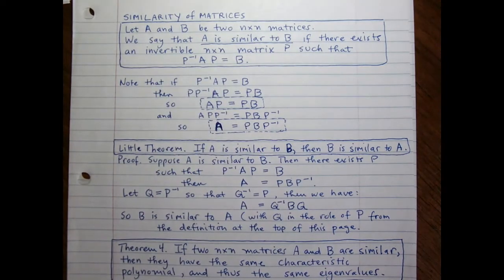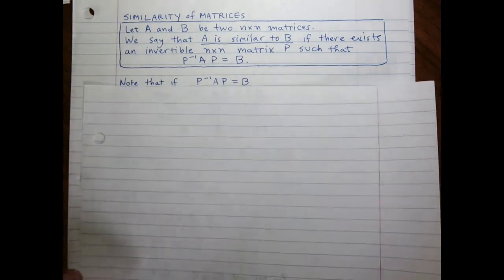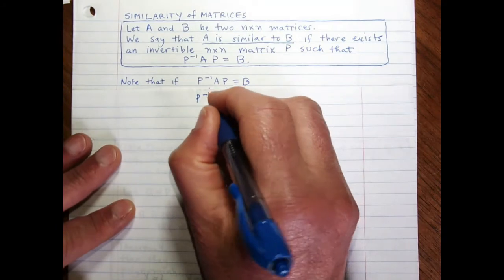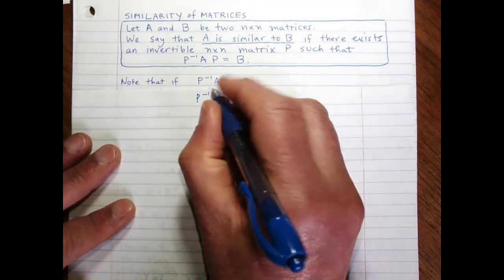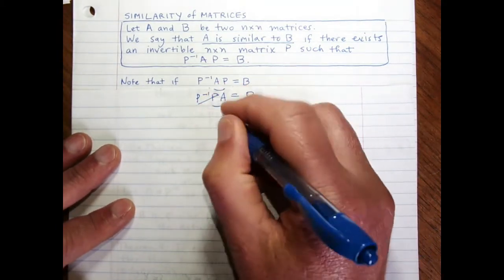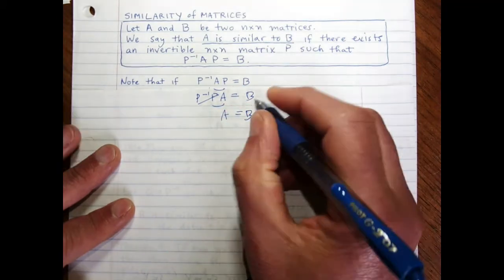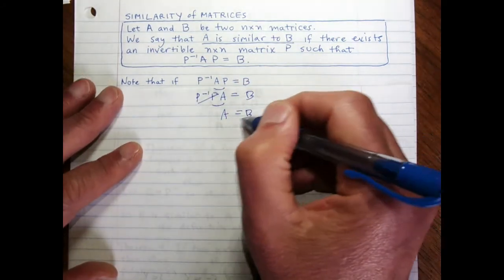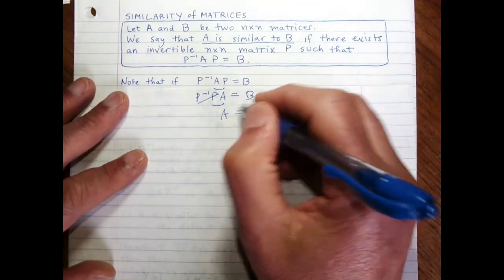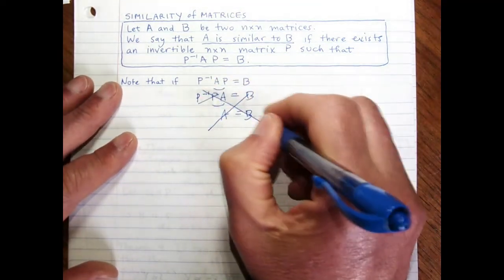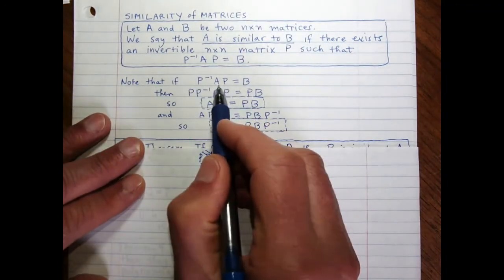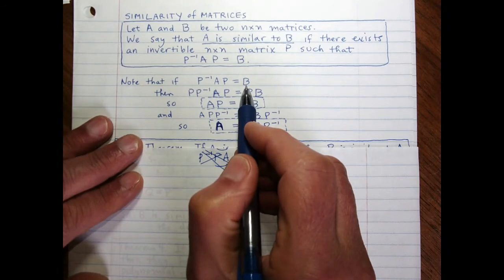Well, remember now, matrix multiplication is not commutative, so please do not be tempted to say that you can switch those two, that you can cancel those out and get A equals B. If matrix multiplication was commutative, the only matrices that would be similar to each other would have to be equal. That's not true. We can't assume that. So you can have different matrices, A and B, where this relationship holds.